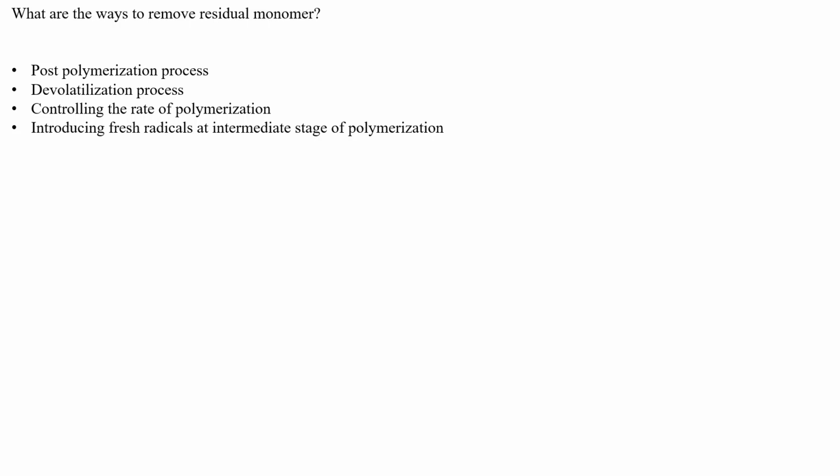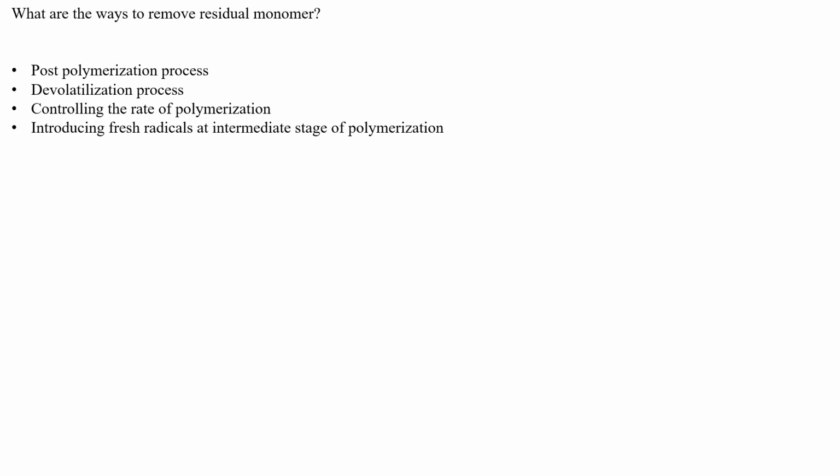We have a question: what are the ways to remove the residual monomer which is formed? If you have gone through the notes, you can easily answer. Devolatilization is there. That is one important process. And the post-polymerization process.